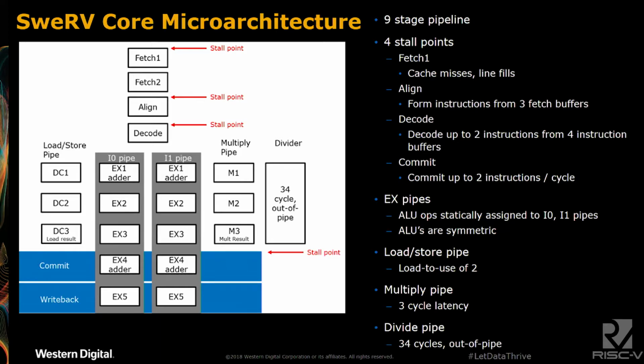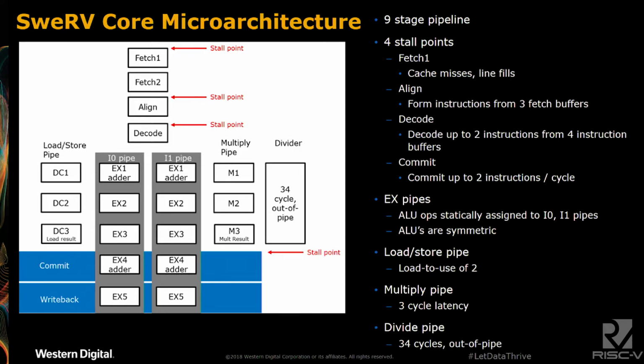I always like to know in every architecture where the thing can stall. So we stall before fetch, we stall before we do the alignment, we stall before decode, and we have a stall at commit. If you're not at one of those points, the instructions are just going to fall down the pipe. We have 2 symmetric execution ALU pipes, so they're exactly the same. We have 4 ALUs I'll talk to in a minute, but they're exactly the same. And in this pipe, if we had 2 instructions, I0 would be the older, I1 would be the younger.